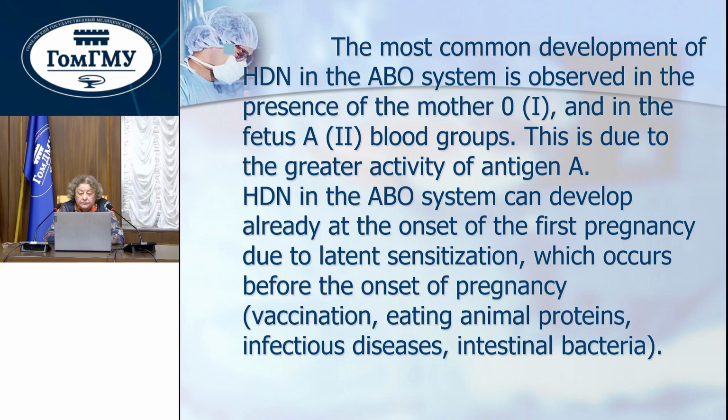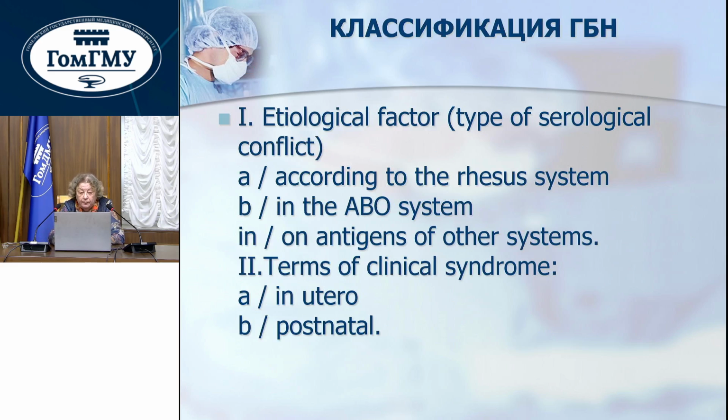The most common development of hemolytic disease in the AB0 system is observed in the presence of the mother's 0 or 1 blood group, and in the fetus the A or 2 blood groups. This is due to the greater activity of antigen A. Hemolytic disease in the AB0 system can develop already at the onset of the first pregnancy due to latent sensibilization which occurs before the onset of pregnancy. It will be vaccination, eating animal proteins, infectious diseases, intestinal bacteria, and so on.